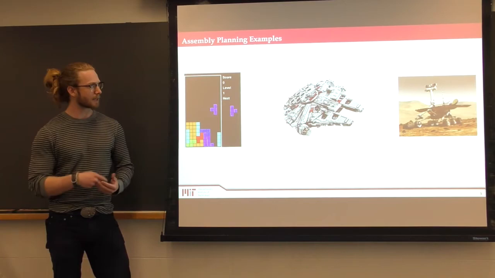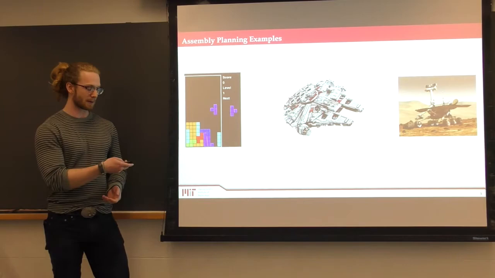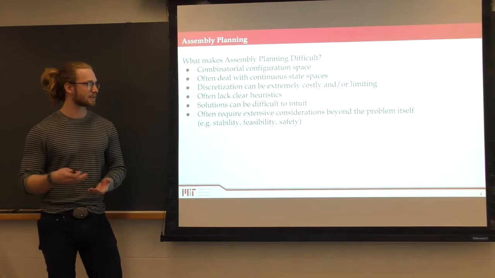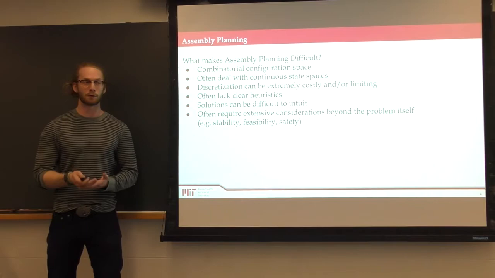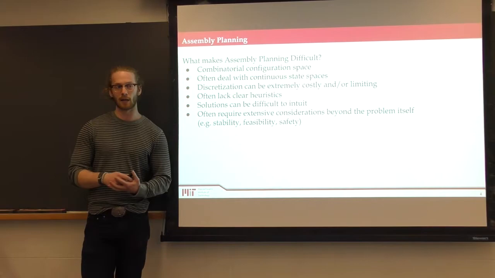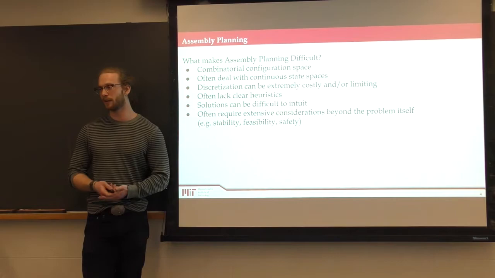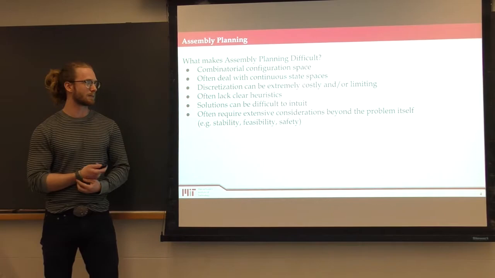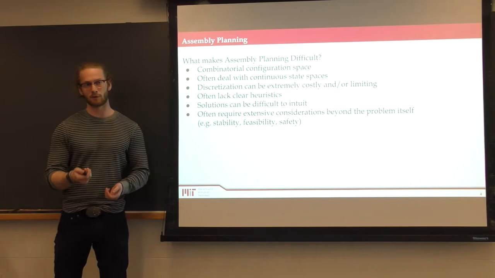Okay, so you can see here the wide range of problems in this sphere and how complicated they can be. So what makes assembly planning difficult? Well, just considering which parts you pick alone is combinatorial, right? And how you combine those parts can be continuous. Some problems are discretized. The Tetris problem and the Lego problem, both are discretized, but that's not always the case. And discretization can be very costly or limiting. These problems often lack clear heuristics and they can be difficult to find intuitive solutions for. These are problems that are difficult even for humans. If you ever heard someone joke about how hard it is to assemble, you know, an IKEA couch, this is why, because assembly problems are difficult even for complex problem-solving brains. And they often require very complex considerations beyond just the assembly. Feasibility, stability, safety. If you think of a Mars rover and how many considerations are involved in that, you'll get an idea of how complex these problems can be.